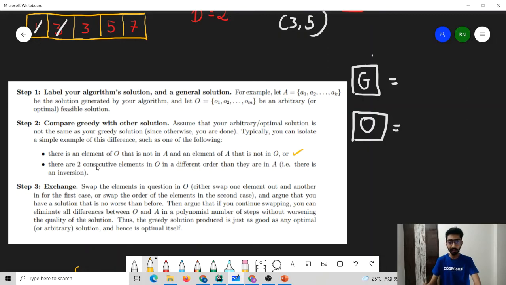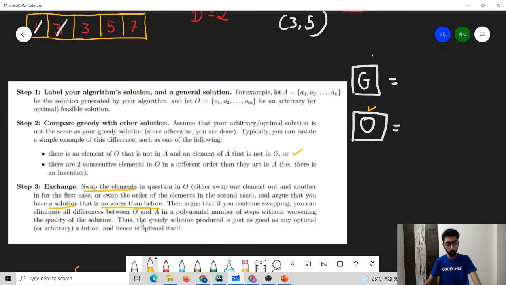But in case there is a difference between the greedy solution and the other solution, we are going to make a small exchange. What do I mean by exchange? We are going to replace a very small part of our so-called optimum solution by our greedy solution. And when we make that swap or exchange, we also make sure that the solution we have after the exchange is no worse than the solution before. That is, this exchange has not worsened our solution. So after making the swap, the solution is still optimal.